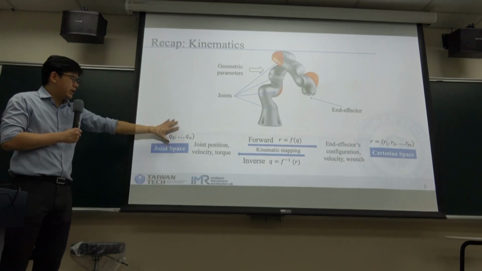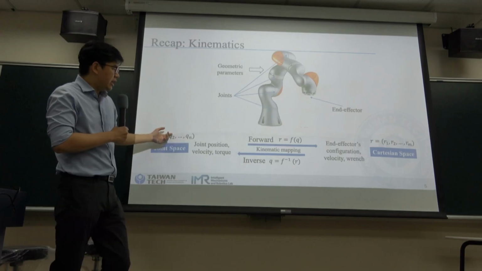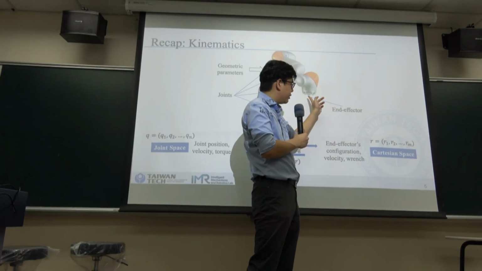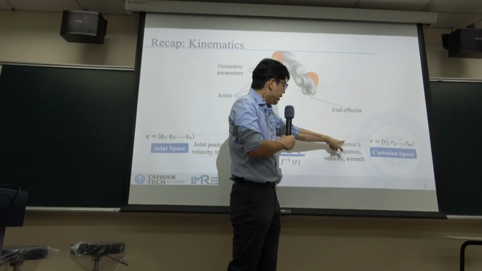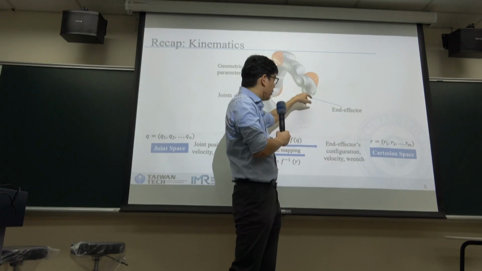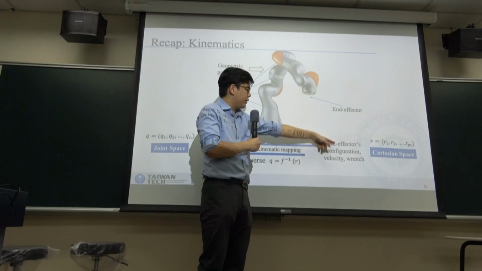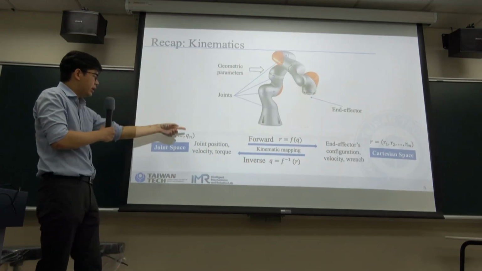So we have joint positions, and if we have the joint positions, then through the forward kinematics, we can know the end-effector's position. And if we already have the end-effector configuration, like we know the position and the orientation of the end-effector, through the inverse kinematics, we can find out the joint values.